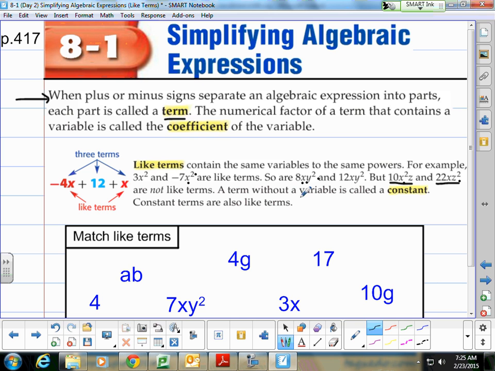A term without a variable is called a constant. So that would just be a regular number. But they can also be like terms, so 4 and 3, numbers by themselves. So these are 3 separate terms in this figure here. Just the red ones are like terms because they have the same variable.